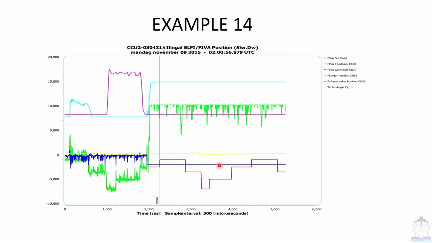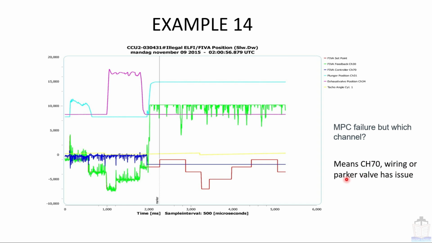So what can be the possibilities? Can it be MPC failure? Or is it the channel 70 wiring or Parker valve issue? Yes, the MPC can also fail, and channel 70 Parker valve or wiring can also have a problem. So we'll check all these things.